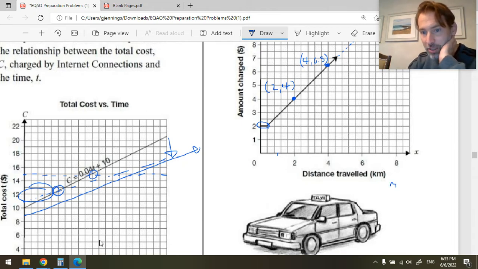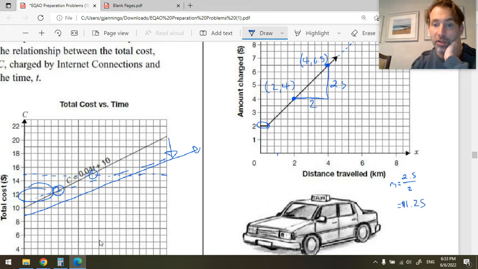So my m is rise over run. Here's the triangle I'm going to use for rise and run. It runs 2, it rises 2.5. Okay, so I have 2.5 over 2 as my m, so that will be 1.25. Embrace the decimal, Mr. Jennings. 1.25, so it's $1.25 per kilometer.